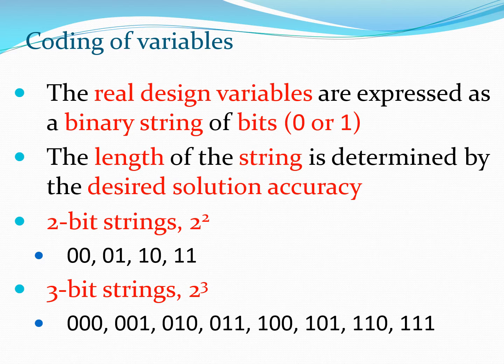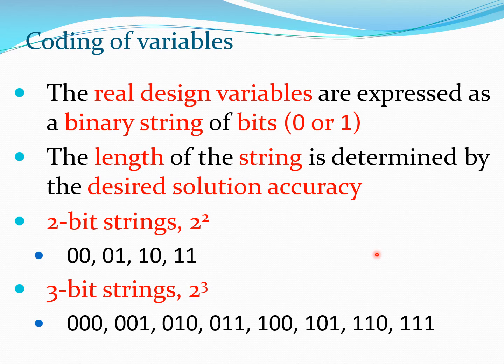Now typically you have real design variables, and here we mean real numbers. And these are then expressed as binary strings in binary GA. And these strings are made up of bits, and bits essentially means zeros and ones. Now, the length of a string which you select is determined by the desired solution accuracy which you want. So let's look at some of these bits and strings.